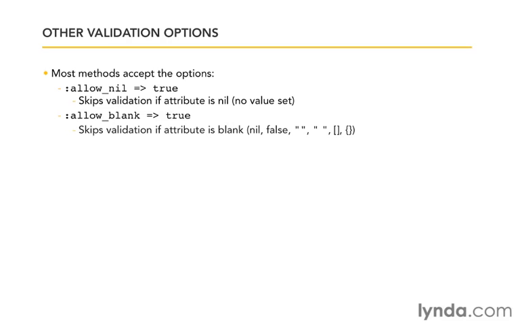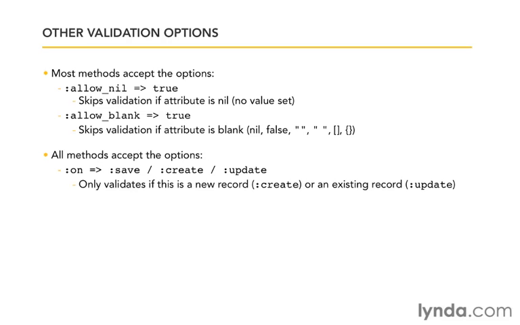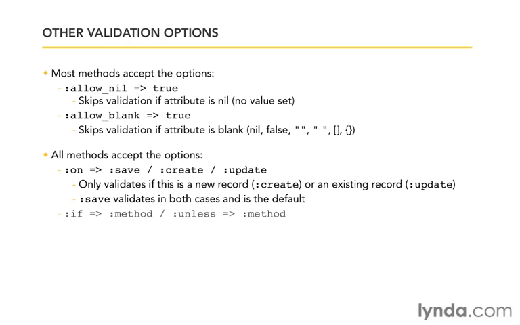There are two more important ones that you can pass in. One is for on. So you can say on save, on create, or on update. And that tells it when you want this validation to run. You may want to only run a validation for new records, in which case you would use on create. Or only on existing records that have already been stored in the database one time, well then we could run the validation only on update. Or save, which is the default, if we want to do it in both cases, both for create and update.